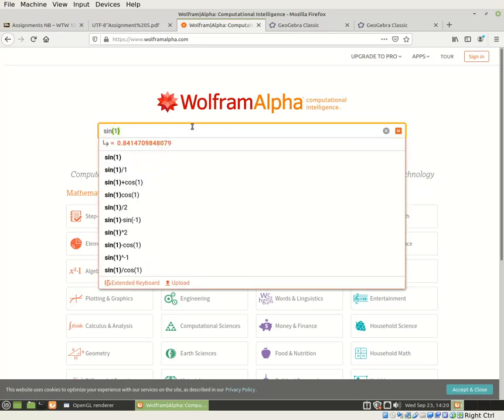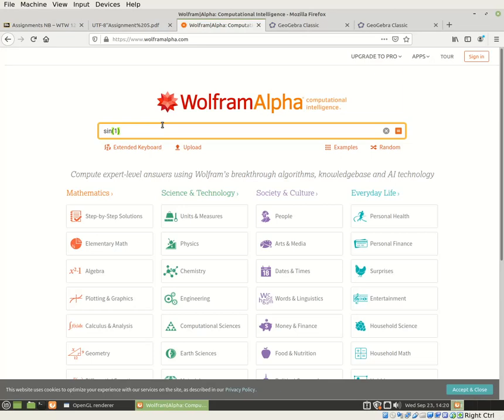I'm going to use it to calculate the sine of 1. And the sine of 1 is 0.841470984, etc. And the sine of 1 is actually irrational, so this number is just an approximation to the actual value of the sine of 1.